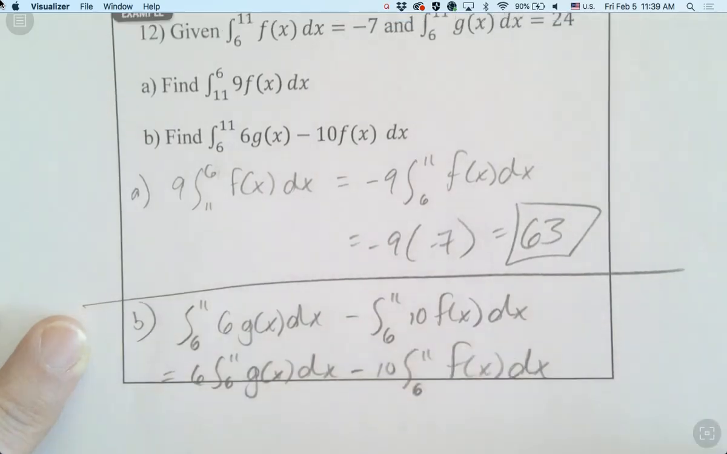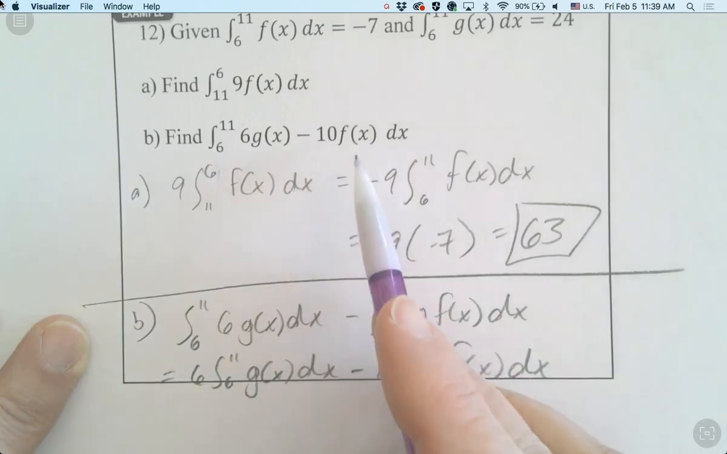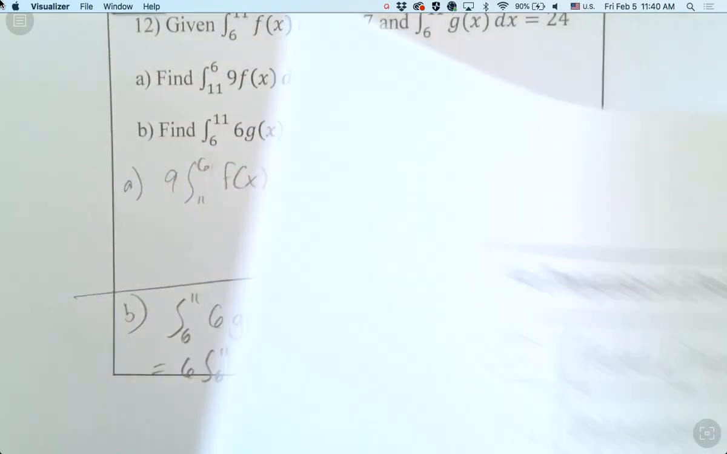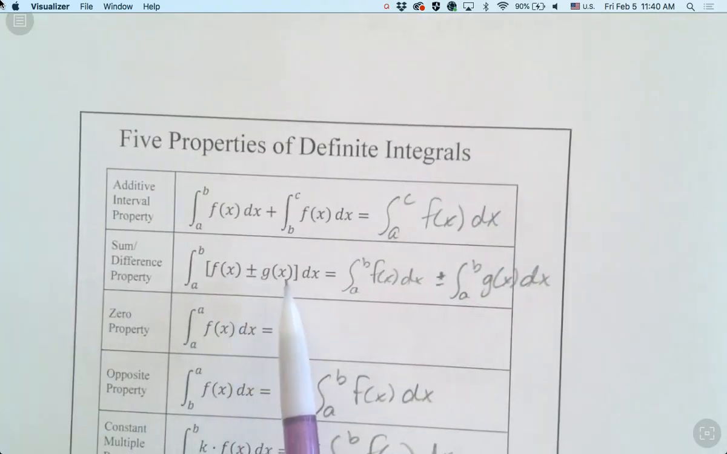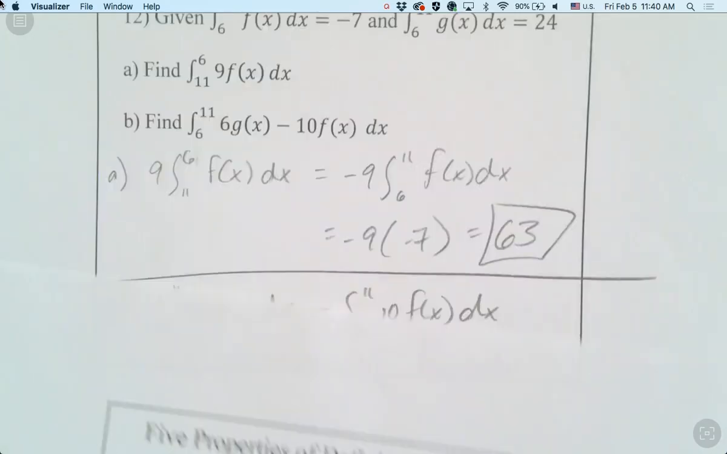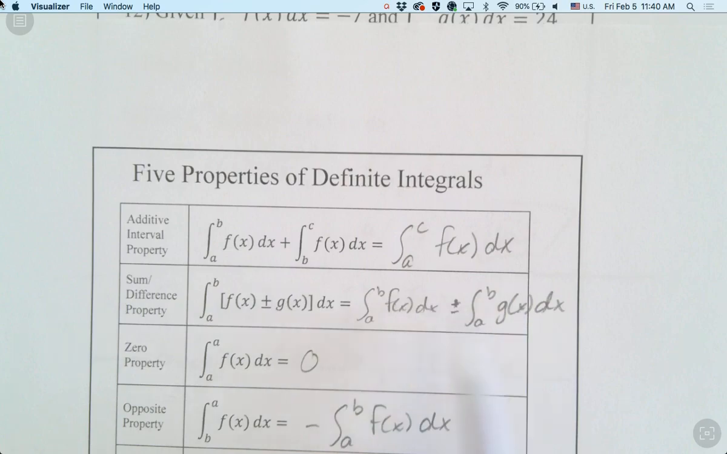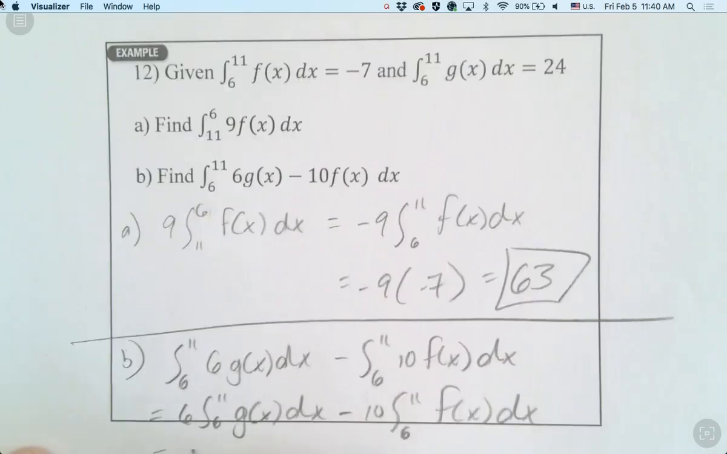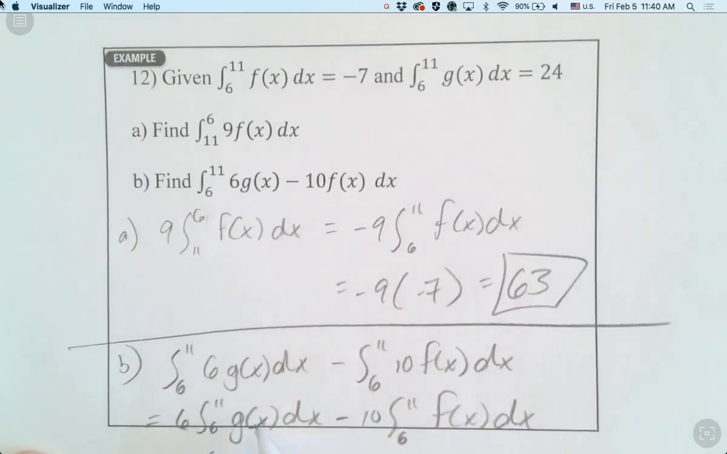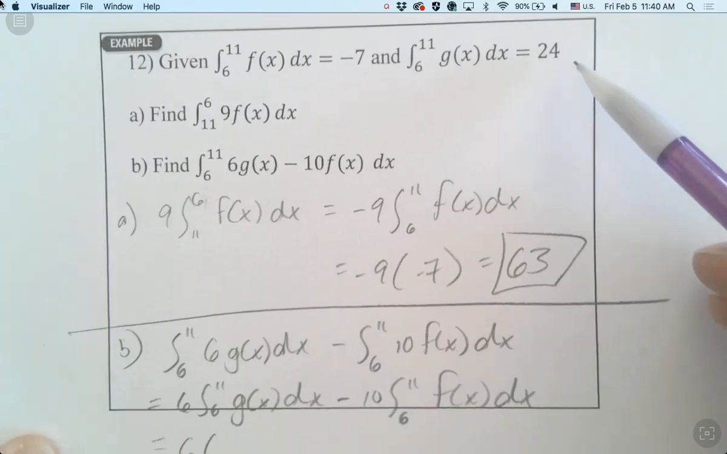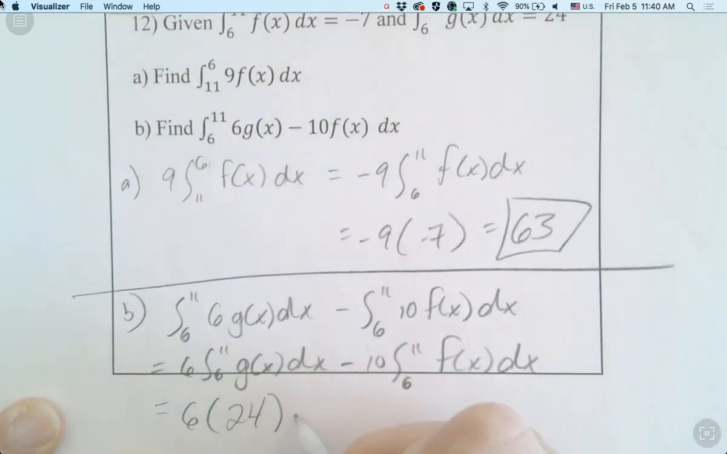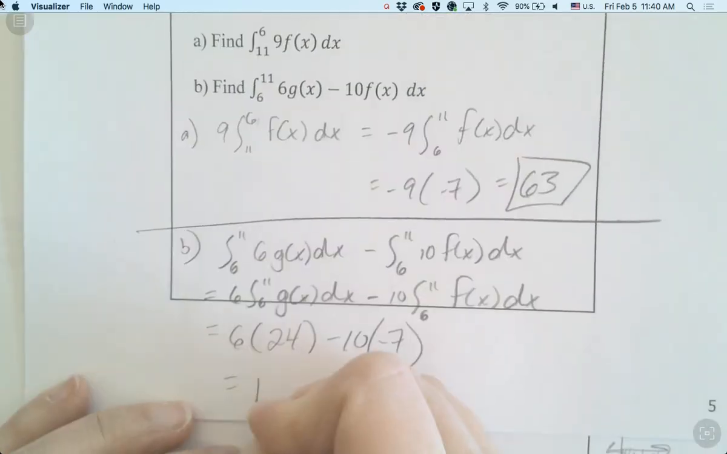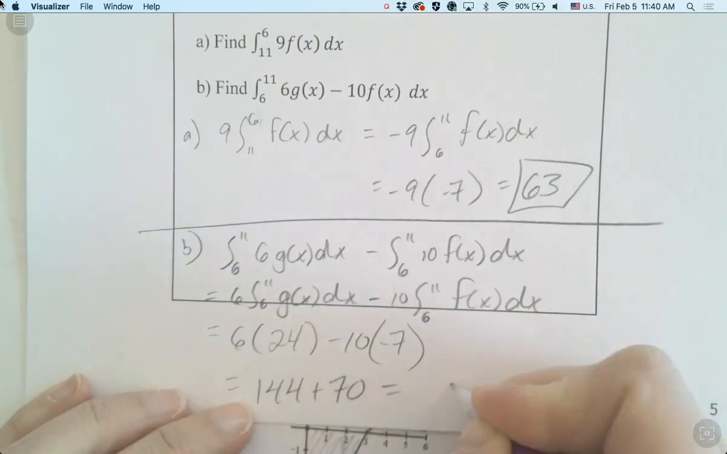Well, this is 10 times f, so it's not just 10, a constant function. So that would be using this property right here, the sum difference property. So if you have the sum of two different functions, which is what I have, I've got g minus f, then I can just split those into two separate integrals and add them, subtract them. So we're looking at 6 times the integral from 6 to 11 of g is 24. So 6 times 24 minus 10 times negative 7. Yeah, that's 144 plus 70 is 214.